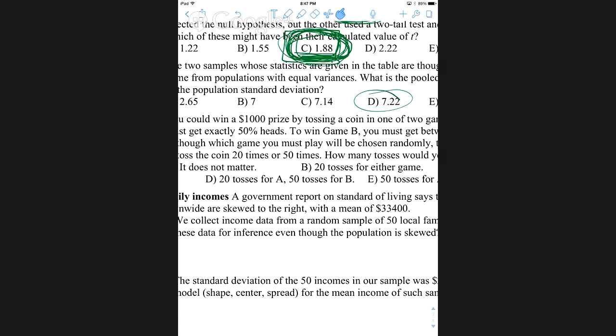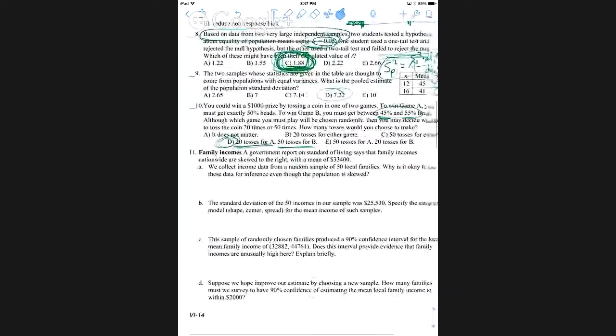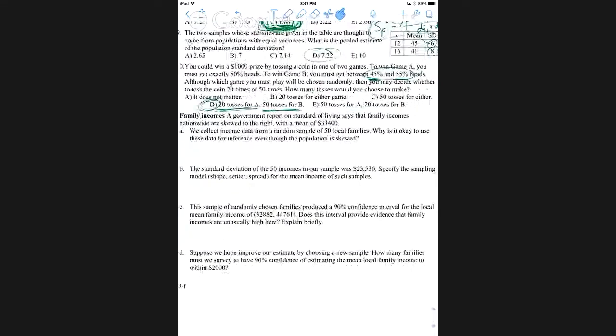So what I'm going to choose is 20 tosses for A. So my answer here would be D. Oh, that's the wrong thing. 20 tosses for A, 50 tosses for B. All right. So part of that you could just think through. You don't even really have to do much there.